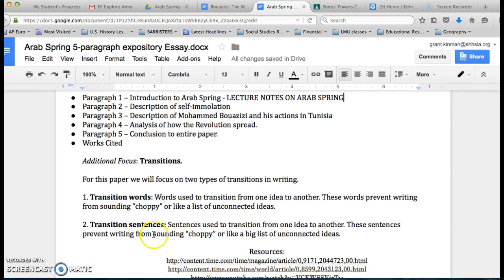Focused transitions. We want you to achieve flow, not choppy writing. Joe went to the store. Joe bought food. Joe bought 2 bags of chips. Joe is very hungry, so Joe ate it all. Then Joe had none left.